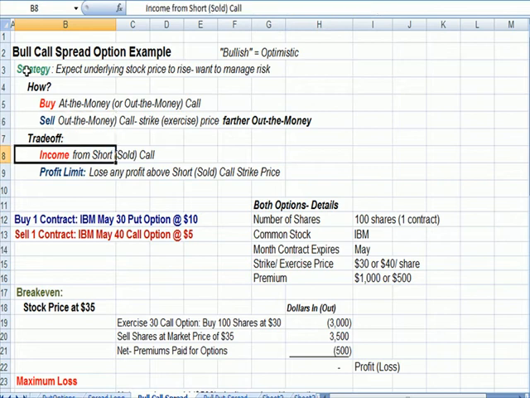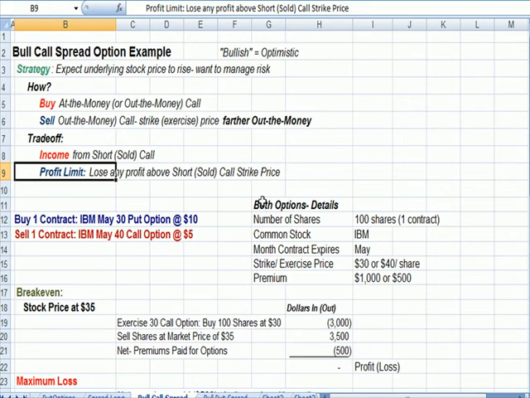Here's the trade-off. We're going to get income from the short or sold call. So we're going to get those premium dollars in the door. That's income to us. That's the good news. The bad news is our profit is limited once the market price gets above the strike price of the call that we sold. And this will become more apparent when you see it graphically.